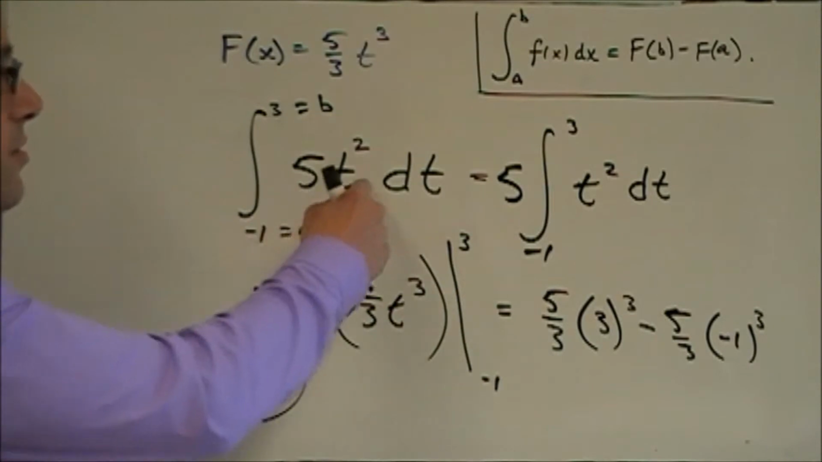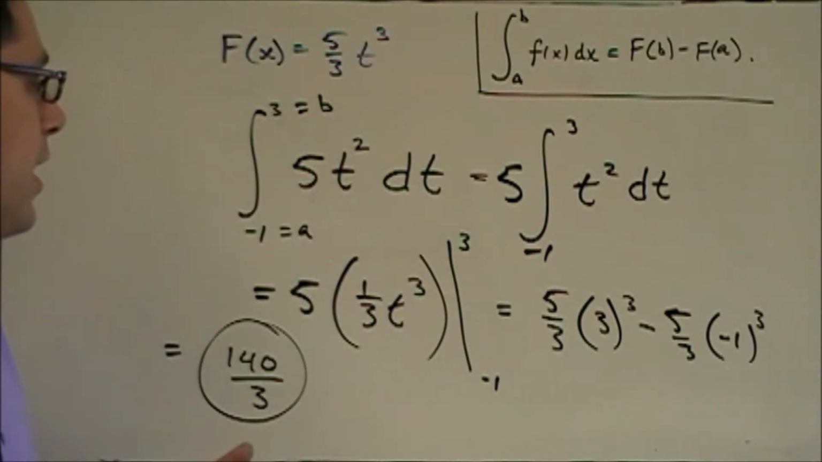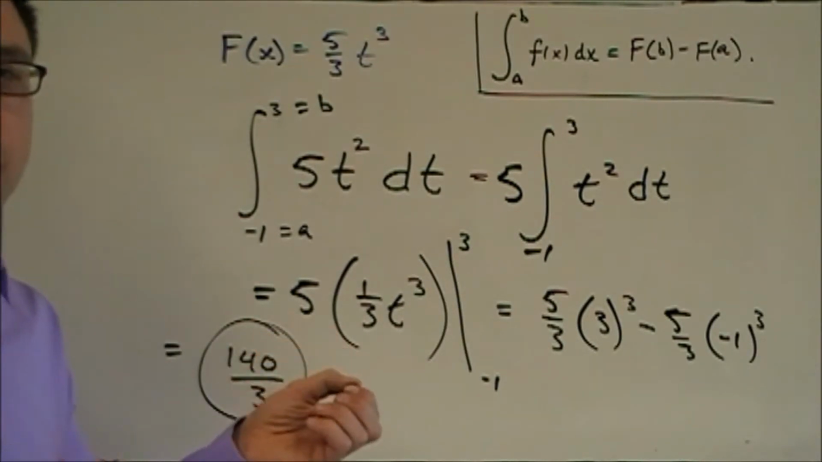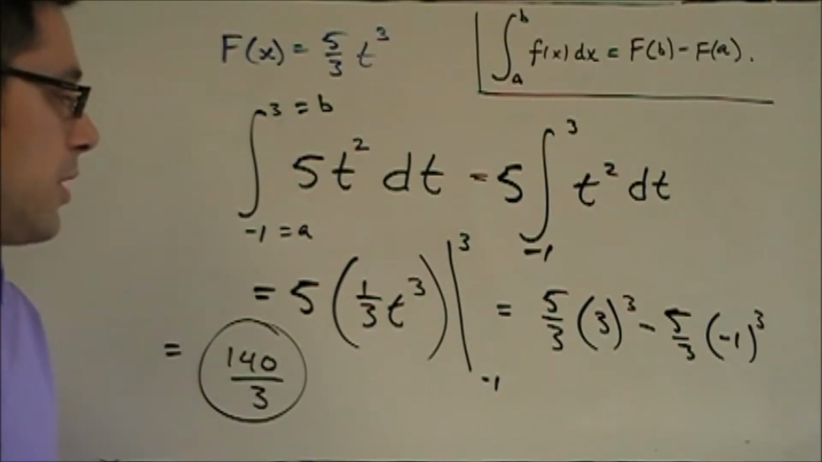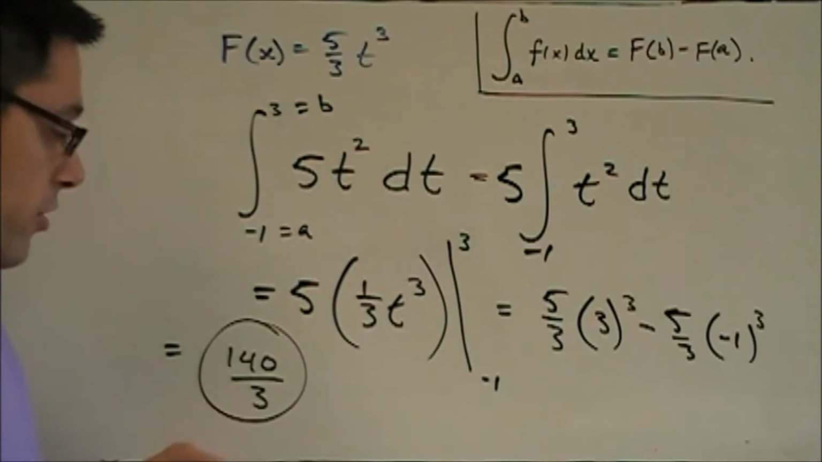And so we know the picture of what this kind of looks like. It's really some kind of quadratic function. All I'm saying is that if we start at -1 and go out to 3, the overall area beneath that curve, above the horizontal axis, will be this value, 140/3.